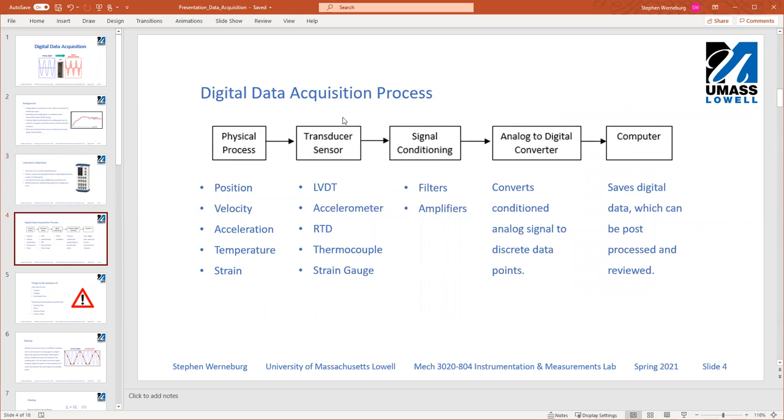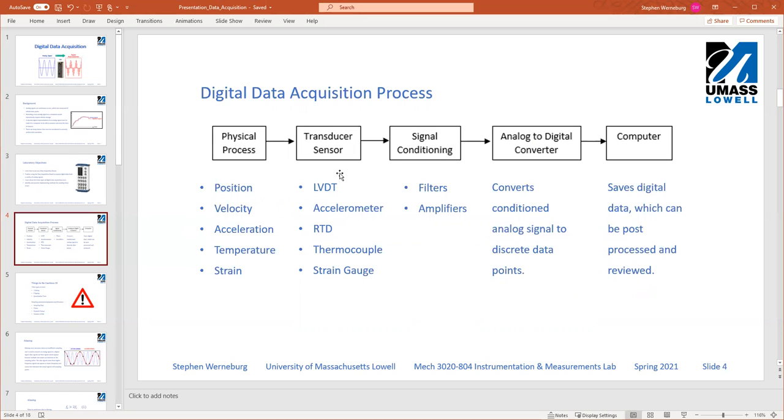The process of digital data acquisition is that you have a physical process that you want to measure, which could be position, velocity, acceleration, temperature, strain, or any other physical process. And you would use a transducer sensor to measure this process. So an LVDT could measure position, an accelerometer could measure acceleration, a resistive thermal detector or a thermocouple could be used to measure temperature, and a strain gauge could be used to measure strain.